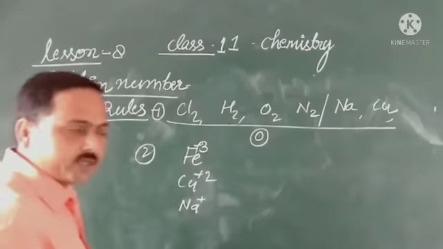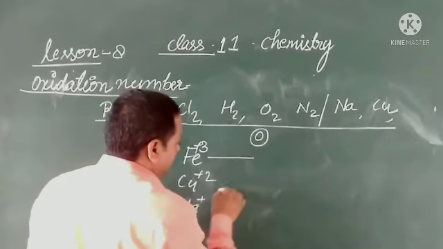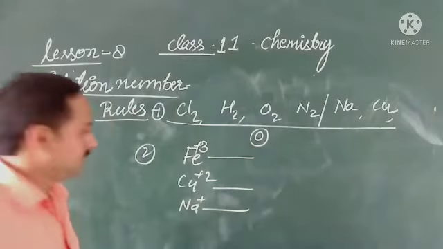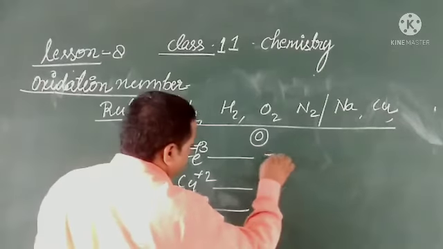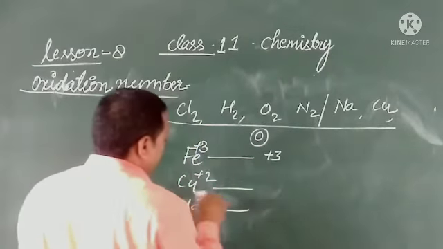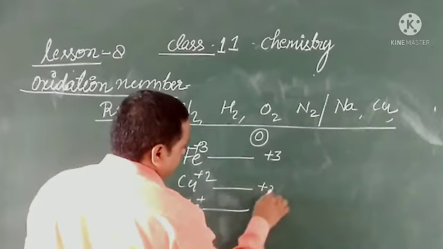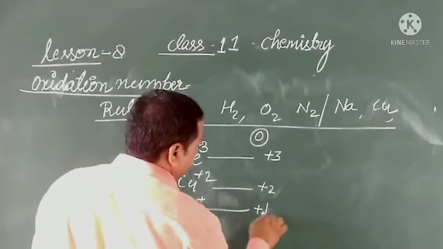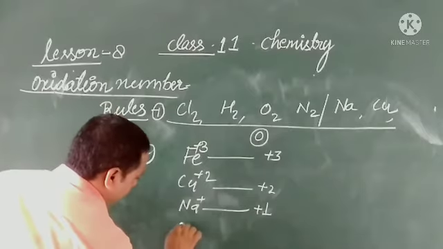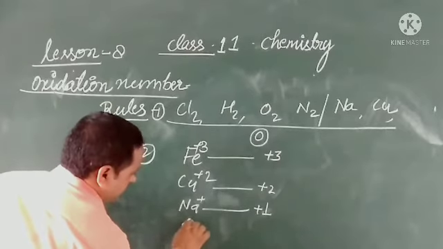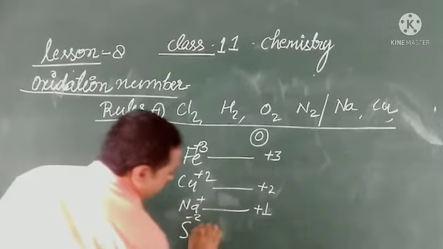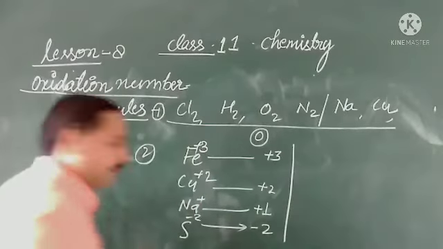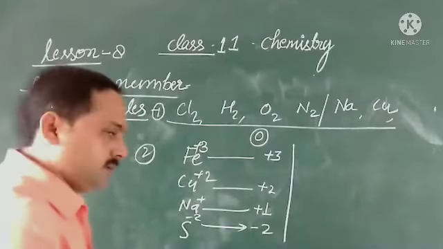So the oxidation state of these ions is equal to the charges possessed by them. What is the oxidation state? The oxidation state of this one is 3, of this one is 2, and of this one is +1. And here, if I write this one as 2 minus, the oxidation state of this one is 2 minus. Okay, two points I give here.